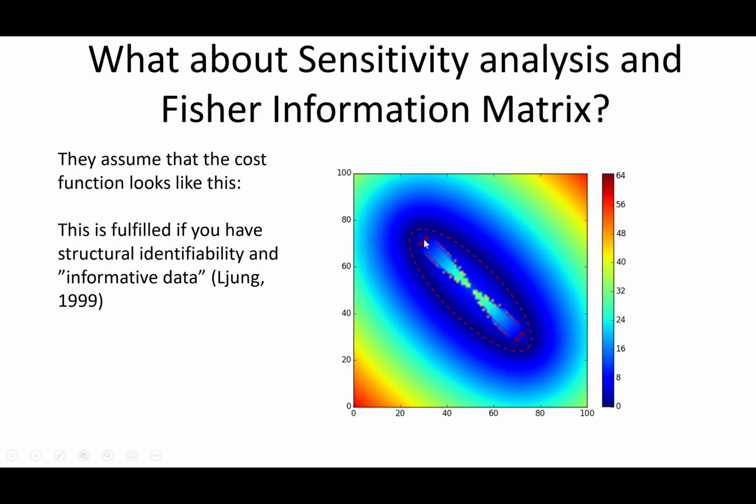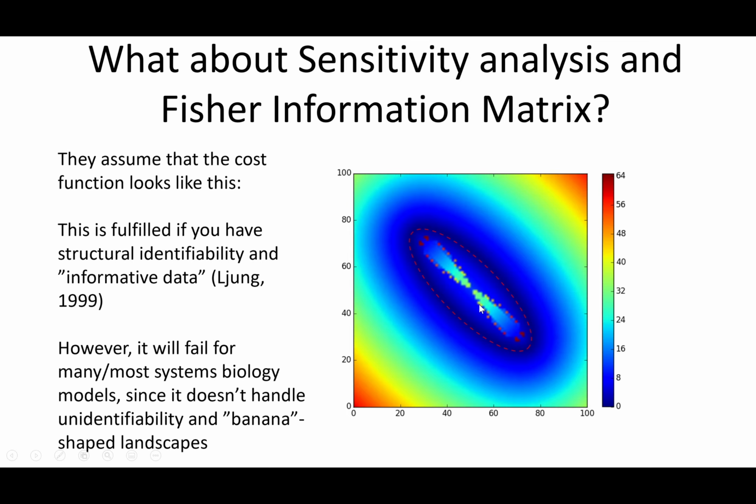It has an ellipse-shaped form, which you have if you have structural identifiability and informative data, so you don't have problems with unidentifiability, practical unidentifiability. If you have ideal conditions, then it will look like this, and then the theory holds. But if you have banana-shaped parameter dependencies, or you have other types of problems with unidentifiability, then it doesn't work.